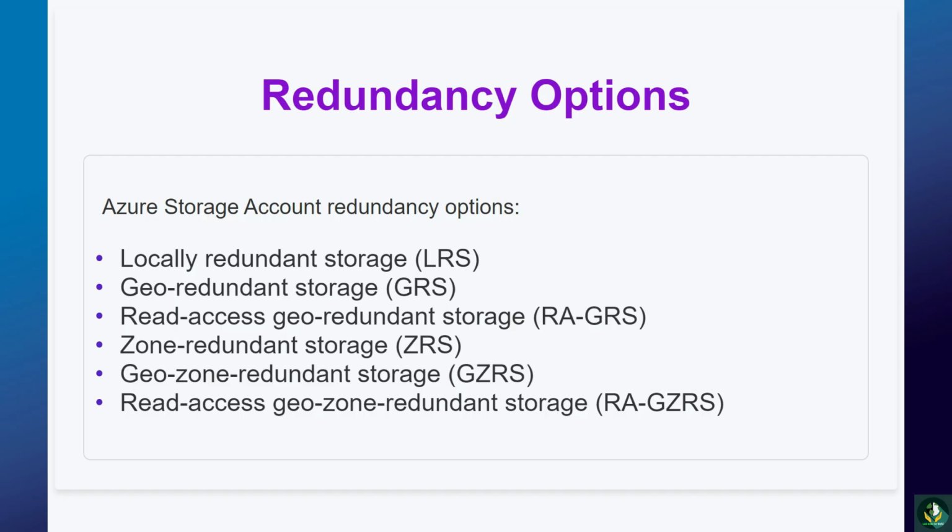For the highest level of protection and availability, Azure offers GeoZone Redundant Storage, GZRS. This option combines the benefits of ZRS in the primary region with geo-replication to a secondary region. Lastly, Read Access GeoZone Redundant Storage, RAGZRS, enhances GZRS by allowing read access to the data in the secondary region, similar to RAGRS. Each of these redundancy options comes with different pricing and performance characteristics. The choice between them depends on your specific requirements for data durability, availability, and cost management.